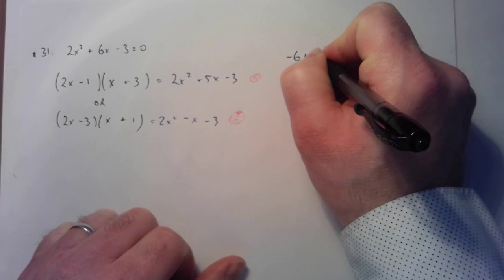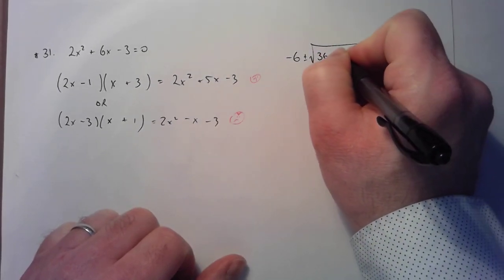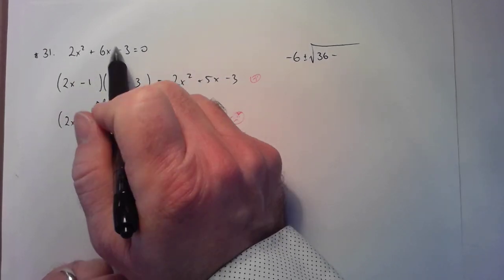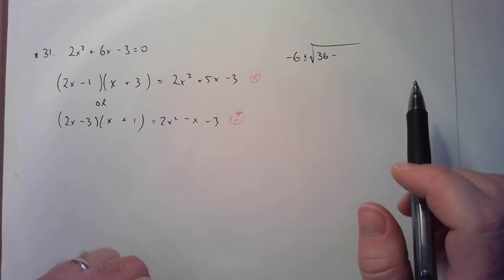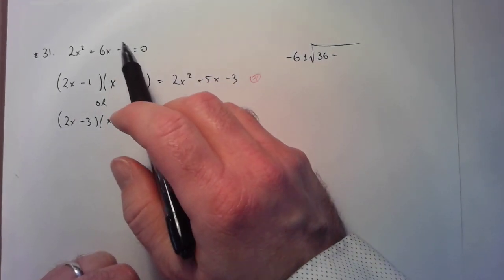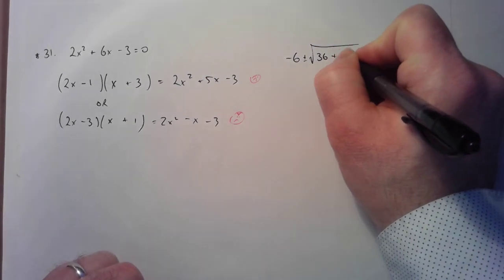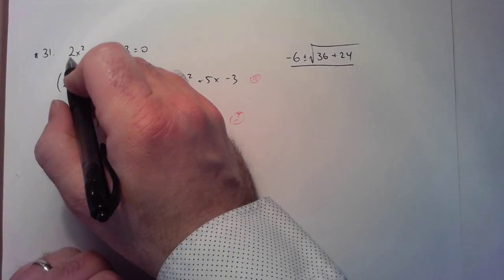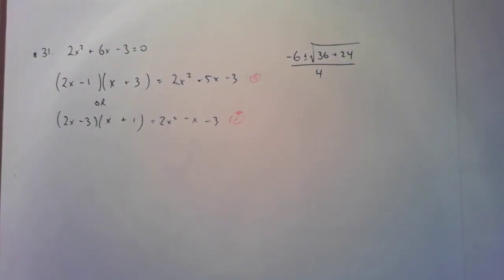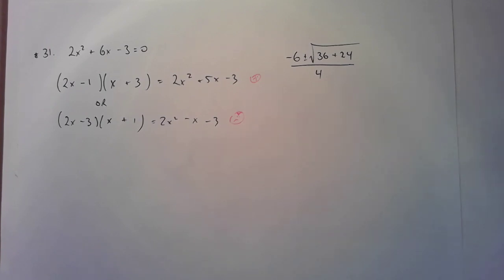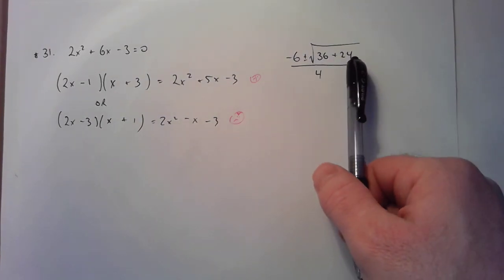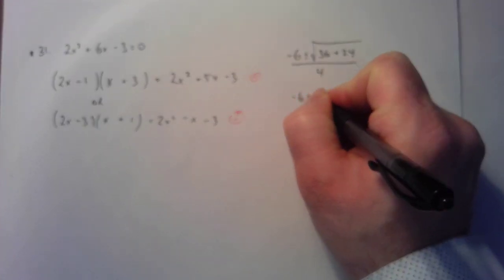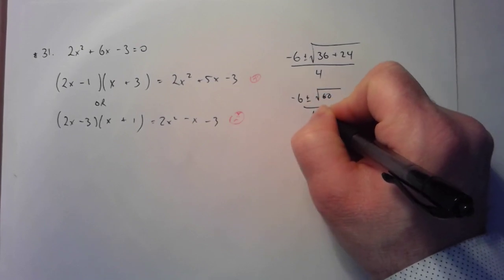Opposite of b plus or minus the square root of b squared minus 4ac. That's 4 times 2 times 3. 4 times 2 times 3 is 24, but that's negative, so it's minus -24. Hooray, finally, it's not imaginary. All over 2a, 2 times 2 would be 4. So 36 plus 24 is, let me see here, that's 3 12s, that's 2 12s, so I've got 5 12s up there. That's 60. -6 plus or minus the square root of 60 over 4.